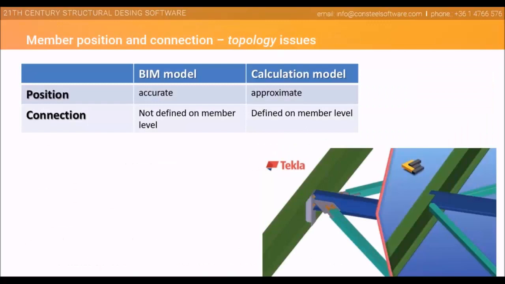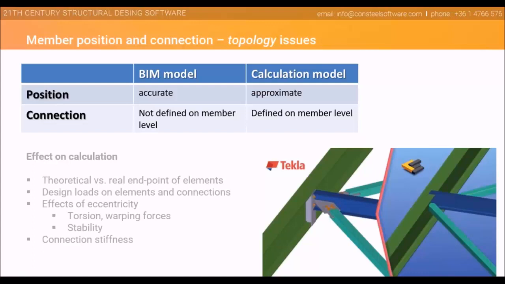According to the role of the elements, there are positions and connections for each. These could be different in the physical BIM and analysis model. As a general principle, we can say that the position of the elements in the BIM model is accurate because this model will often be the base of manufacturing, but the connections to each other are not defined on member level. But in the analysis model, the position of the elements is often approximate, but the connections between the elements are crucial. This difference has a lot of effects on the calculations.